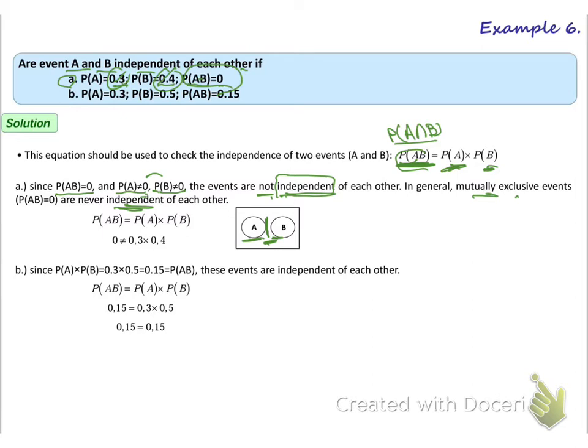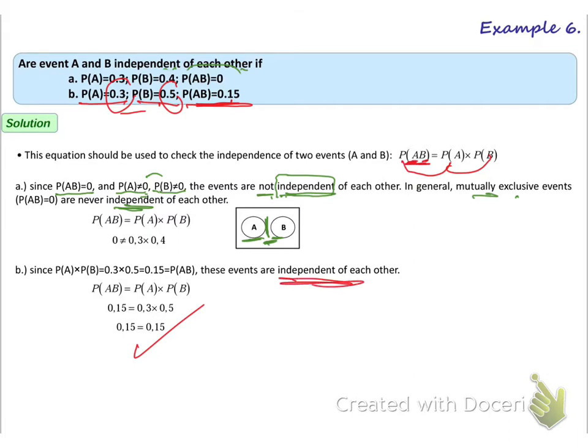Coming to B, it says that the probability of A equals 0.3, the probability of B is 0.5, and the probability of the intersection is 0.15. The probability of the intersection should be equal to the probability of A times the probability of B. So here 0.5 times 0.3 equals 0.15. So it's right. So they are independent.